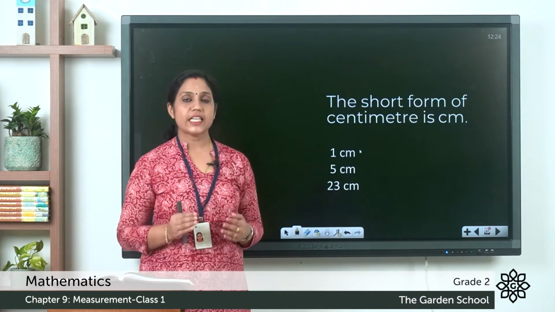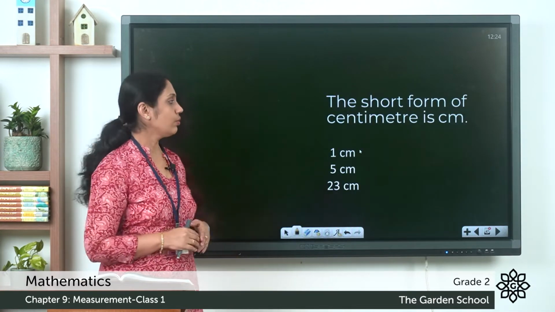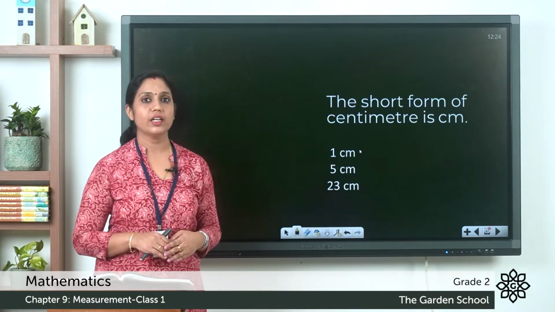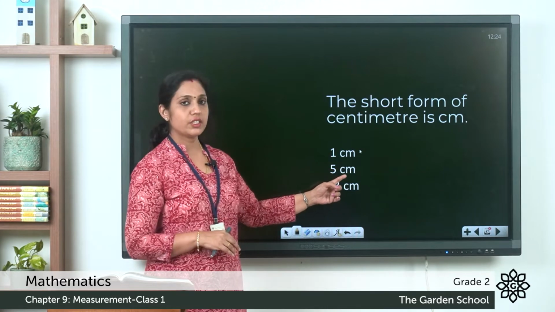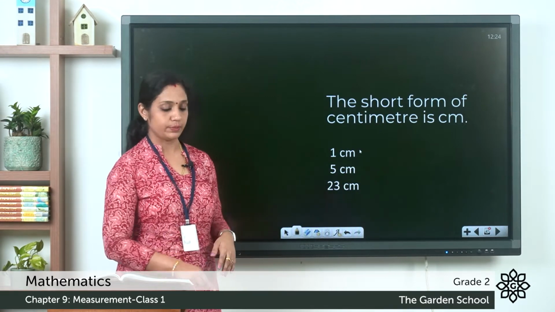The short form of centimeter is cm. So if it is written like this, what you can read it? You can read it as 1 centimeter, 5 centimeter, 23 centimeter.